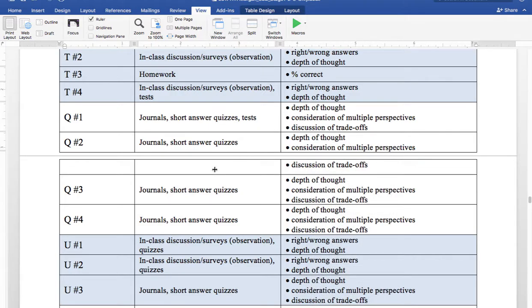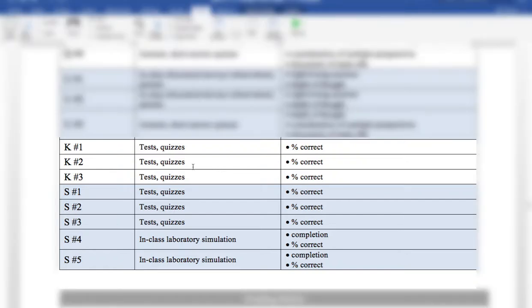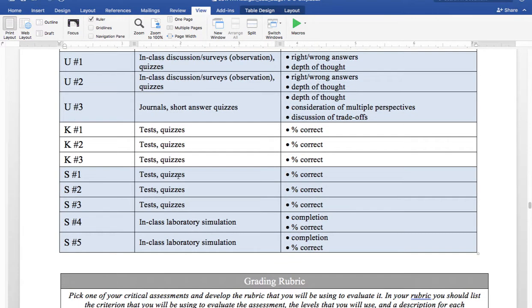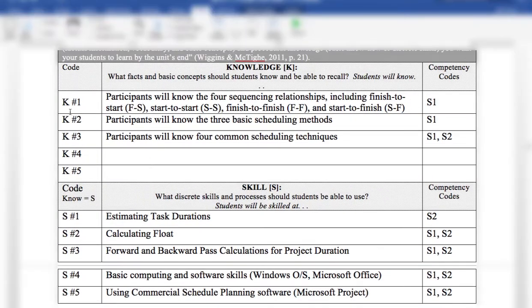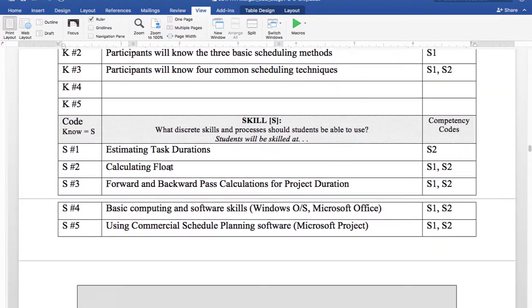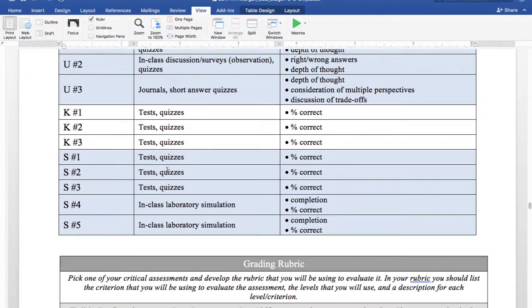So again, we have transfer, we have essential questions, we have understandings. Only on this list, like we did not have on the list prior, we also have knowledge and skills. So knowledge and skills, again, can be evaluated through tests and quizzes, as well as in-class laboratory simulations and other class participation kinds of things. Again, for a refresher, we go back up to stage one. Here are those knowledge and skills, and notice that these map directly to these here in stage two.